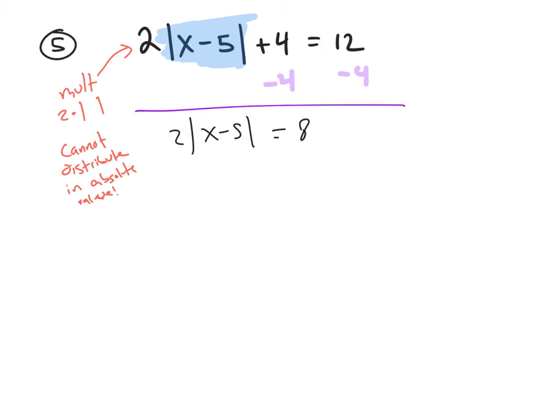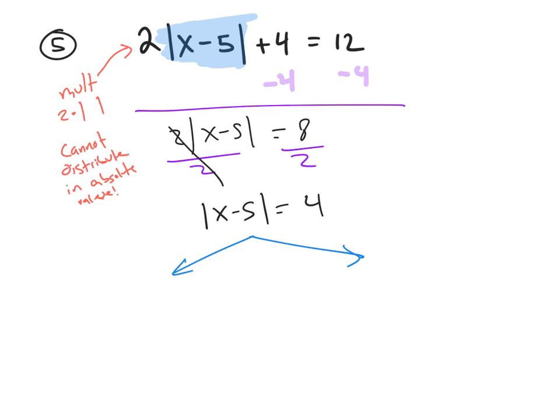And then, just like if this was 2x equals 8, I would divide both sides by 2. So that's what I'm going to do next, is divide by 2 on both sides. That cancels those out, and I get absolute value of x minus 5 equals 4. And now it's just like the problems we've done up to this point. And so I'm going to split up into my two equations, one for a positive value, so I keep x minus 5 the same, equals 4, and one for the opposite value, so I say negative (x minus 5) equals 4.